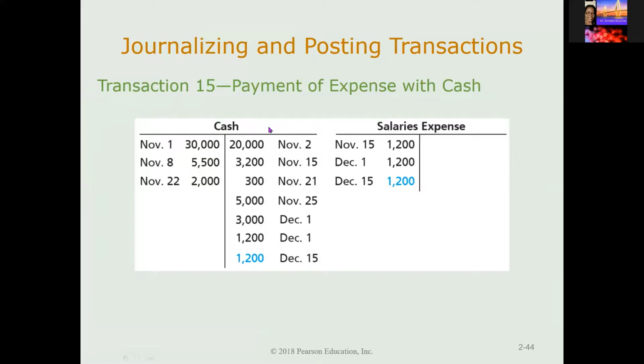And here we see all the transactions that occurred with the T account. You have your cash and then you have your salary expenses. These are all the transactions that occurred to the cash account, and here the T account salary expense, the transactions that occurred.